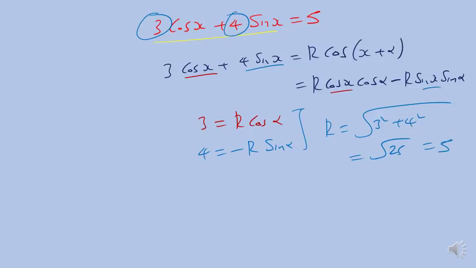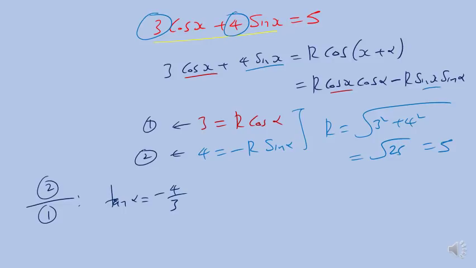Now here you've got to be very, very careful. I can divide one equation by the other. Let's call these equation 1 and equation 2. If I take 2 divided by 1, I get tan alpha equals minus 4 over 3. How do I deal with that minus sign? Tan is negative in the second quadrant and the fourth quadrant. So how do I determine which quadrant we're working with?